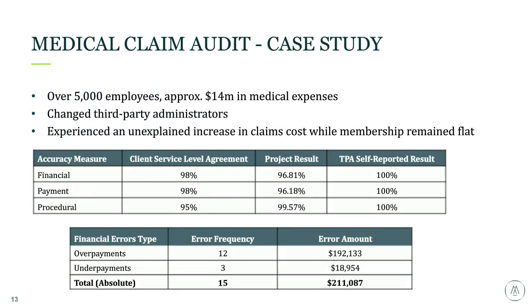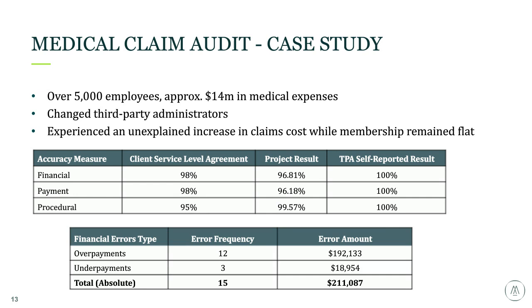Here, this kind of distills what we've talked about with claim audits, and this is for a medical claim audit where a few years ago there was a large employer in the Northwest where they had a $14 million claims expense, and they changed their TPA. And you see here that we list their client service level agreement and what they reported for their own results. And if you see there in the middle, our project result, it was below both the self-reported results and the client service agreements. I mean, that was below in all accuracy measures.